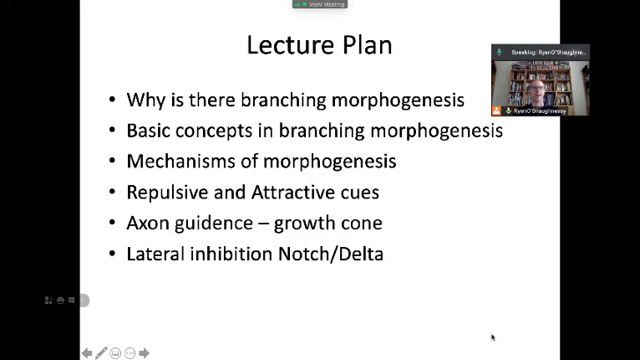Then for our wiring, our nervous system part of the lecture, we're going to look at repulsive and attractive cues, how axons find their way around the body using something called the growth cone. And then we're going to look at a process of lateral inhibition, which is required for both branching morphogenesis and axon guidance. And this involves our old friends Notch and Delta.